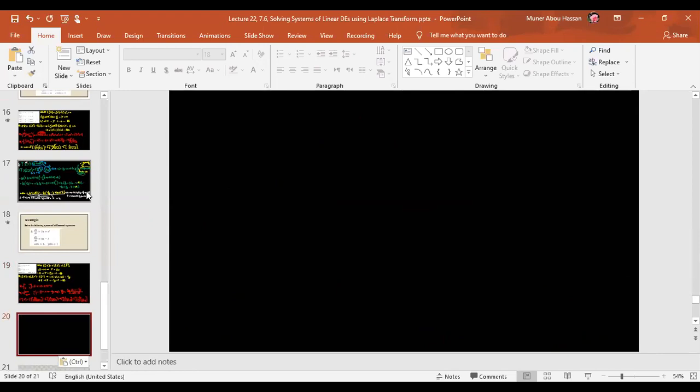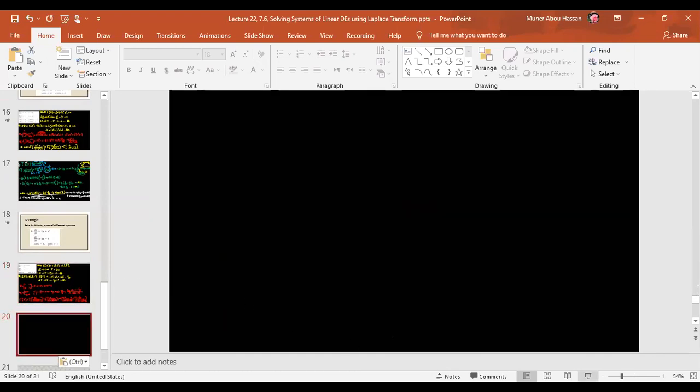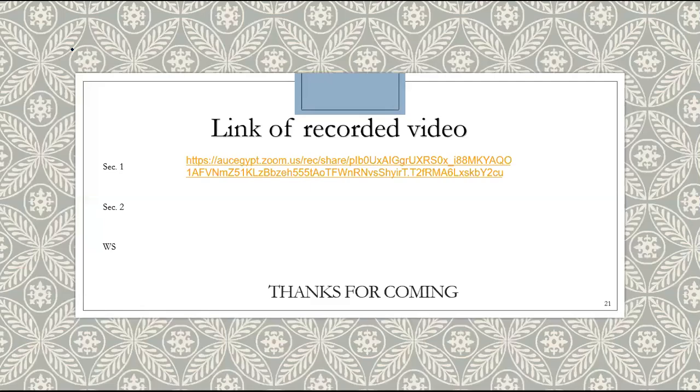Actually, because I finished, I'm going to do the last one, okay? So the last one is 2 over s squared. Let me use maybe the blue now. So we need to find the Laplace inverse of 2 over s squared, all divided by s minus 4 and s plus 4.